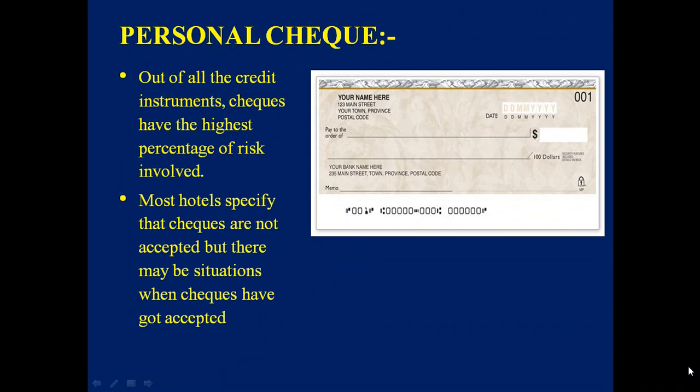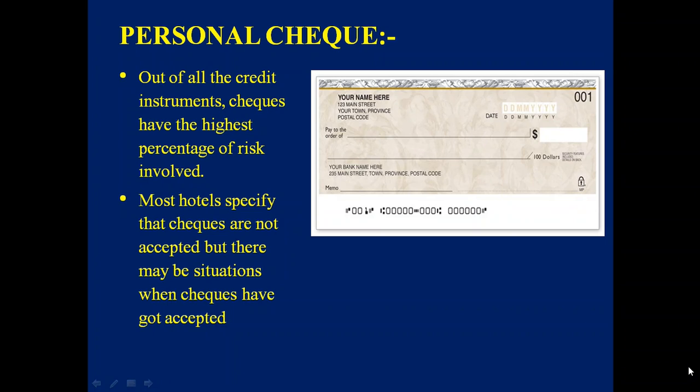I believe that everyone is aware of personal check. Out of all the credit instruments, checks have the highest percentage of risk involved. Every account holder of any nationalized bank or any other bank gets a personal check book as per their transactions, and they can use that check as a credit instrument. Whenever you want to give any kind of payment, you can use your checkbook and give that check to the respective person, so he or she can go to the bank and withdraw the amount. But it is of high risk.